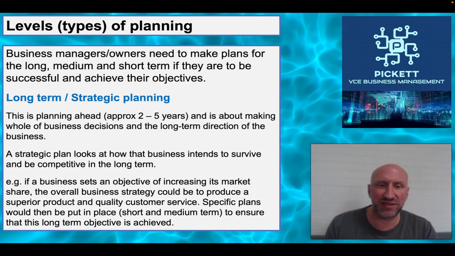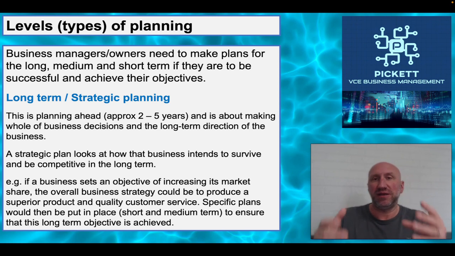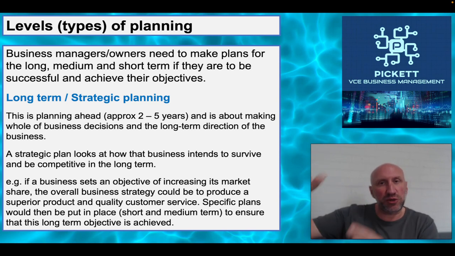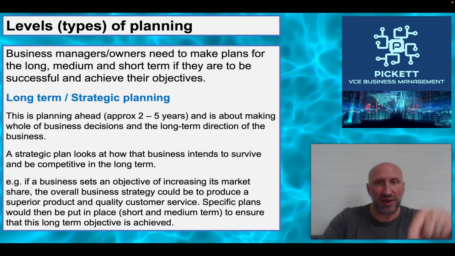So as an example, if a business sets an objective of increasing its market share, the overall business strategy could be to produce a superior product to competitors and quality customer service. Okay. So then what happens? That's your long-term strategic plan. Then what happens is you put specific plans in place in the short and the medium term to ensure that you achieve that long-term objective. So that's how this works. And then we'll feed back from there.